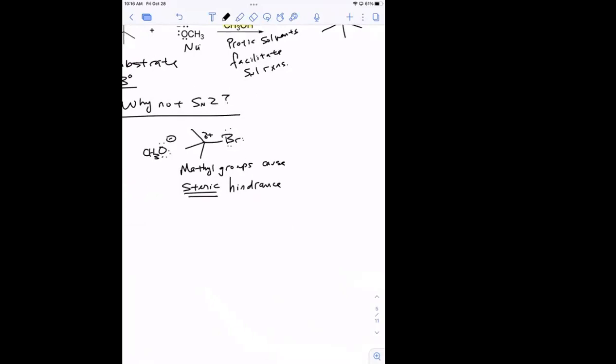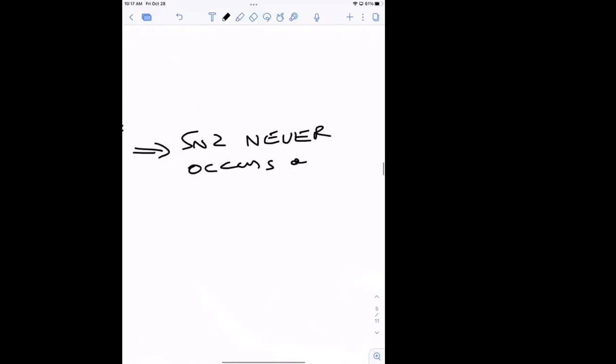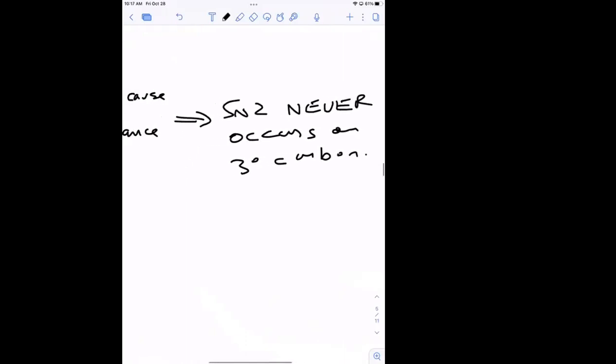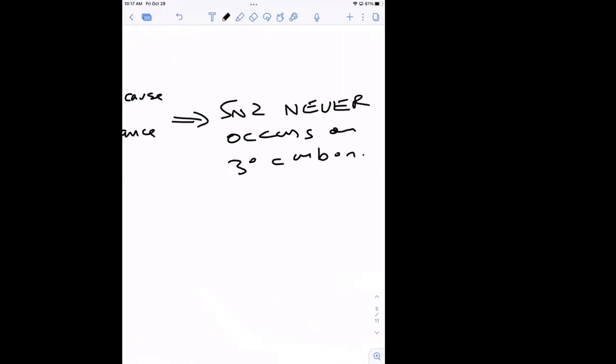SN2 on a tertiary carbon will never happen, because in the SN2 mechanism the nucleophile always comes from the opposite side of the leaving group, and if the opposite side is blocked, it can't happen. Any questions about that? Everybody following that? SN2 will never happen on a tertiary carbon, ever, because of steric hindrance.